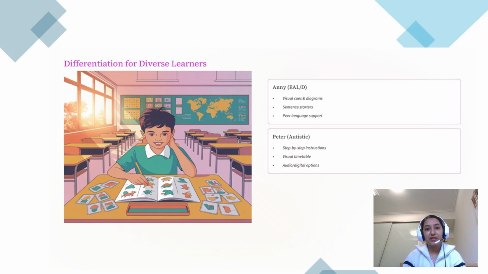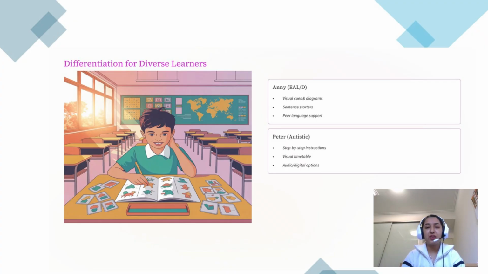Moving on to explicit teaching, Annie will have a word bank with key terms, whereas Peter will have step-by-step instructions as well as a visual timetable. In terms of guided practice, Annie will be given sentence starters such as 'this is bigger than this, because' and 'the reason'. And Peter will be given an interactive fraction app, which will help him to enhance his understanding. Talking about independent practice, Annie will be getting visual aids on the worksheet, whereas Peter will be given a digital worksheet instead of a normal worksheet.